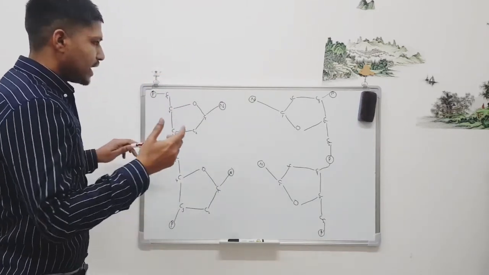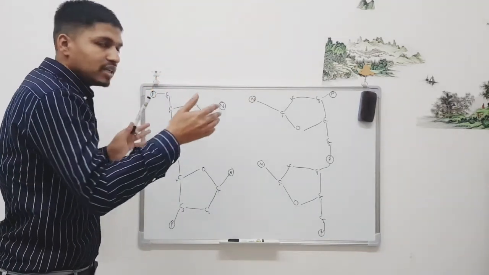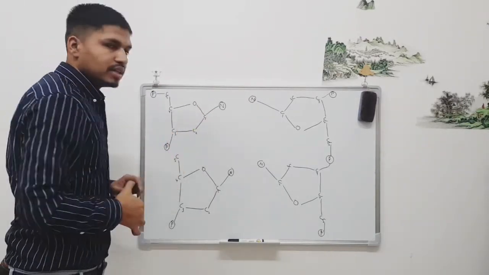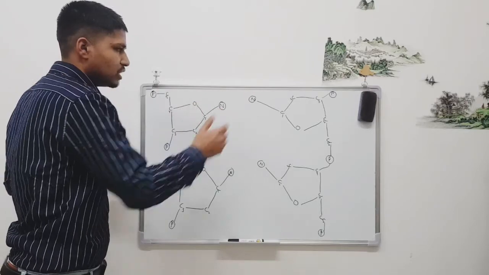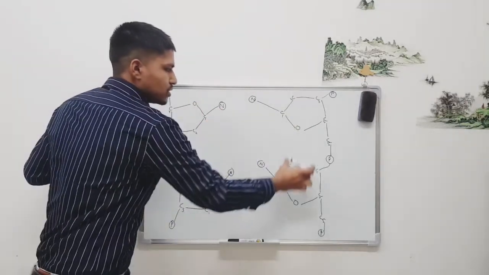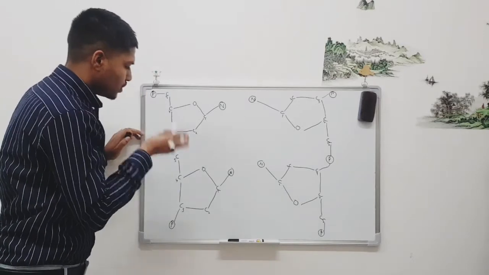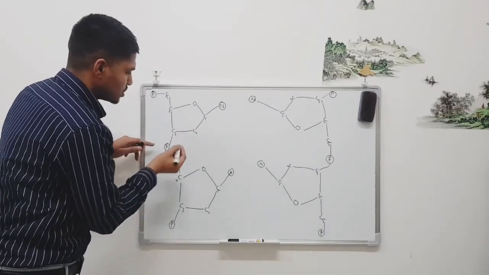I just wrote that DNA is a double-stranded molecule. So for the DNA, the strands are double-stranded. This is the second strand, and this is the first strand. Now just look at this.